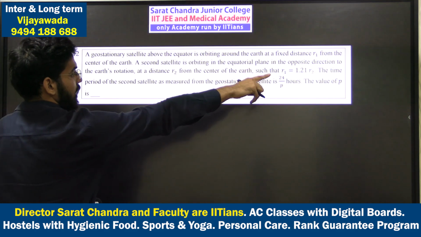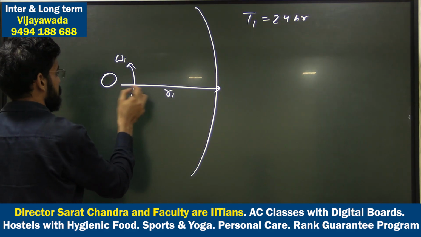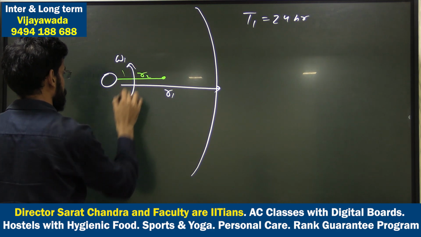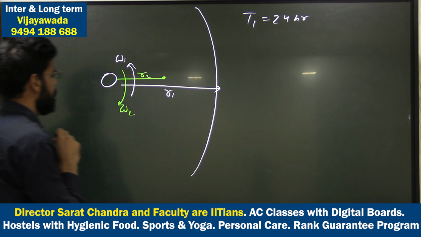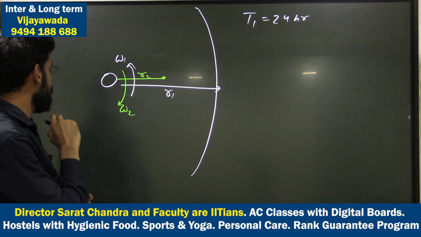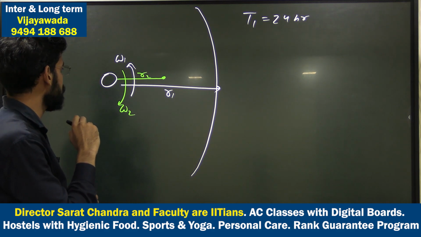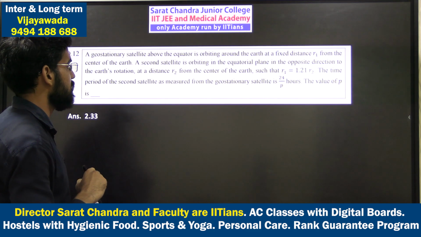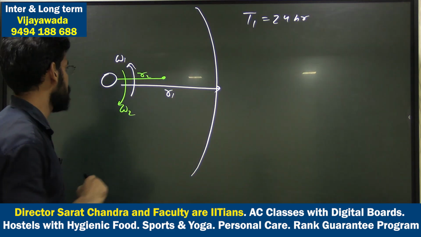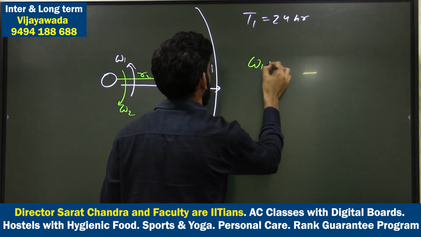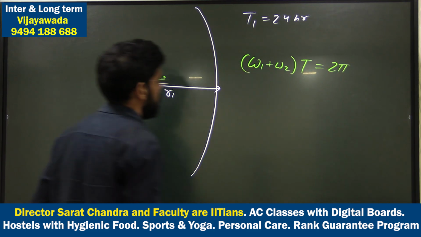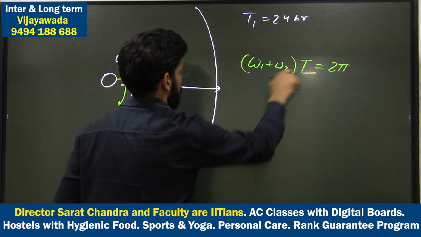So here we can see R2 is smaller. So there is one more satellite, which is at R2 distance, and this is going in the opposite direction. So omega 2, opposite. So relative, we say omega 1 plus omega 2 will come. That's it. So what is our thing? Time period. So due to one rotation, I can say relative omega is omega 1 plus omega 2, and let's say time period is t, so that should be 2 pi. That relation I know. So from here I want to get the t.